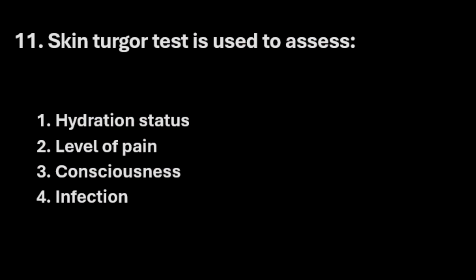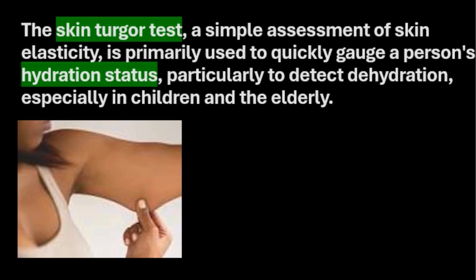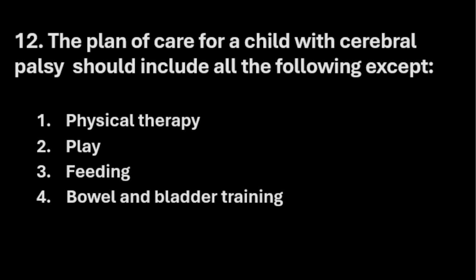Skin turgor test is used to assess: option 1, hydration status; option 2, level of pain; option 3, consciousness; option 4, infections. Let us see the right answer. The right answer is option 1, hydration status. The skin turgor test, a simple assessment of skin elasticity, is primarily used to quickly gauge the person's hydration status, particularly to detect dehydration, especially in children and elderly. So, this figure is for the skin turgor test.